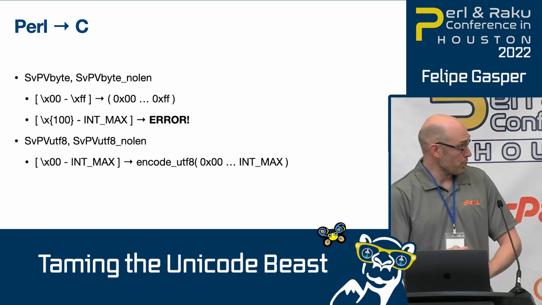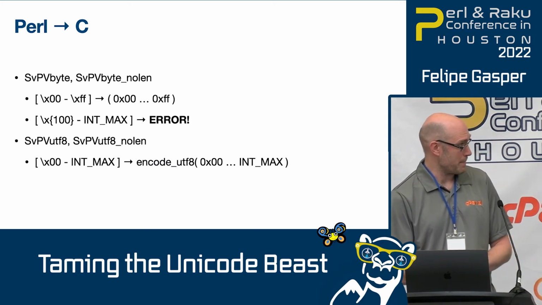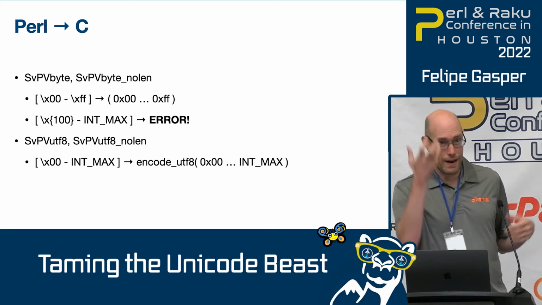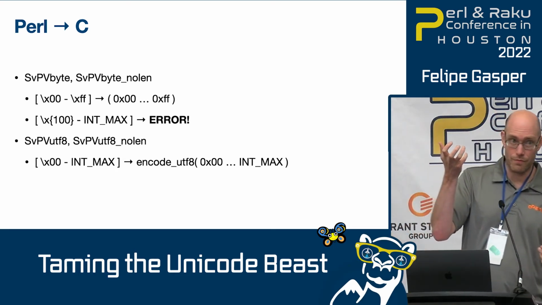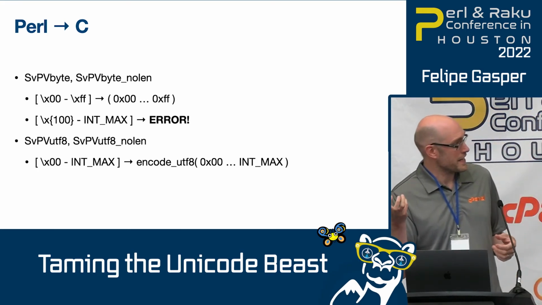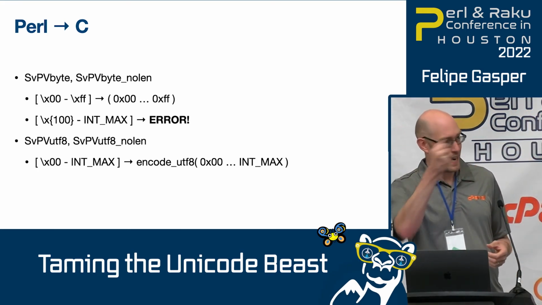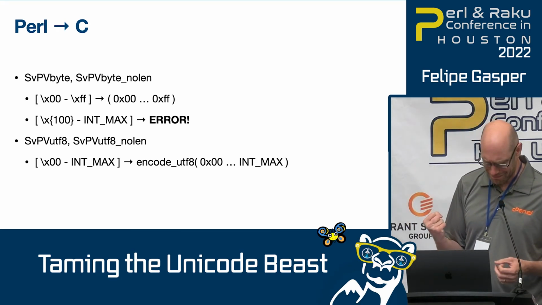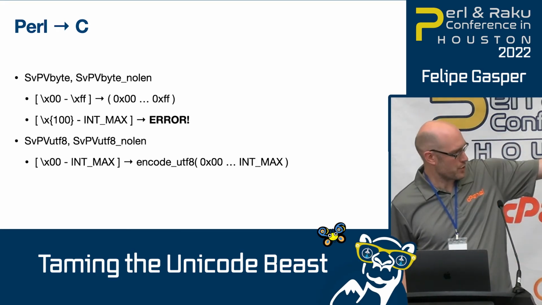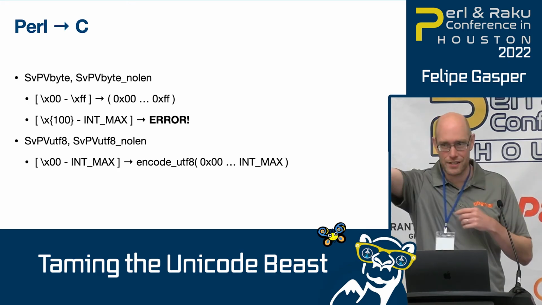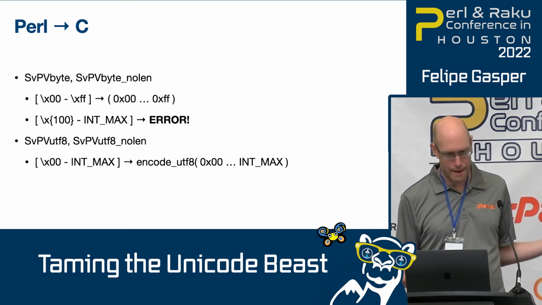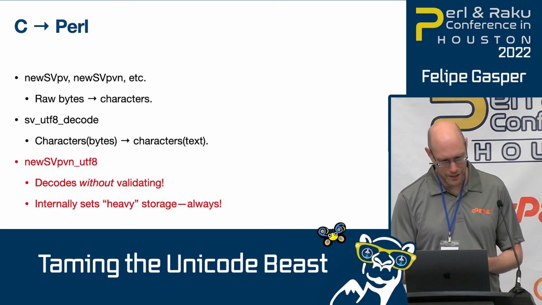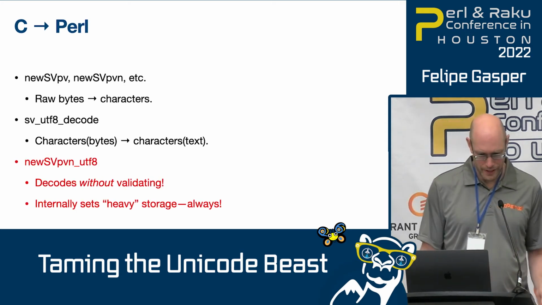Our ideal tools for doing this in Perl's C API are these sets of macros, where if I've got a string from Perl and I want to get it into C, I either extract it as a byte string or as a UTF-8 string. And if I try to get a byte string from something where the code point exceeds 255, I get a nice happy error. Now, going from C to Perl is a little different. We have macros for doing this.